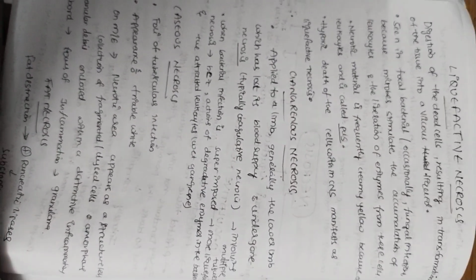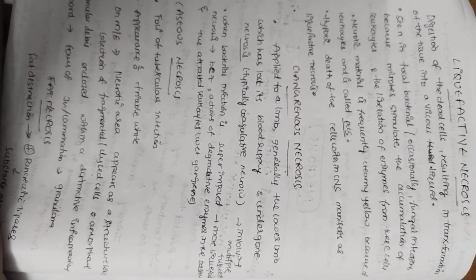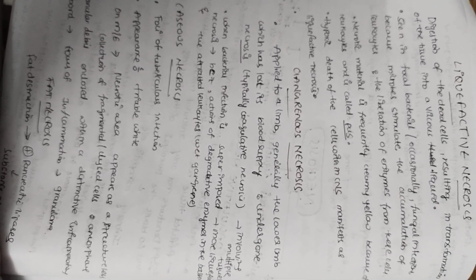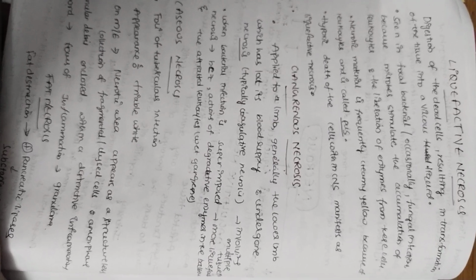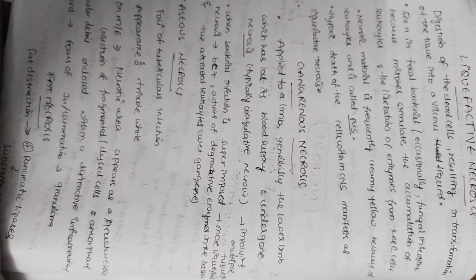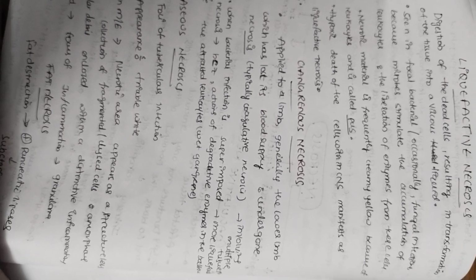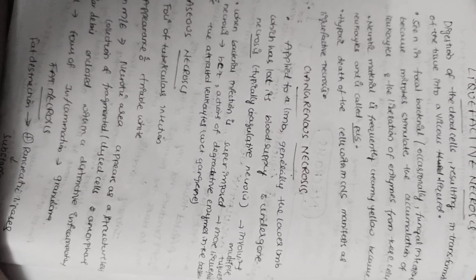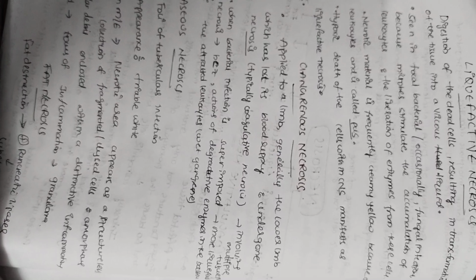So digestion of dead cells results in transformation of the tissue into a viscous liquid. It is in contrast to coagulative necrosis. Dead cells will be digested and transformed into liquid, so we call it liquefactive necrosis. It is usually seen in the brain.